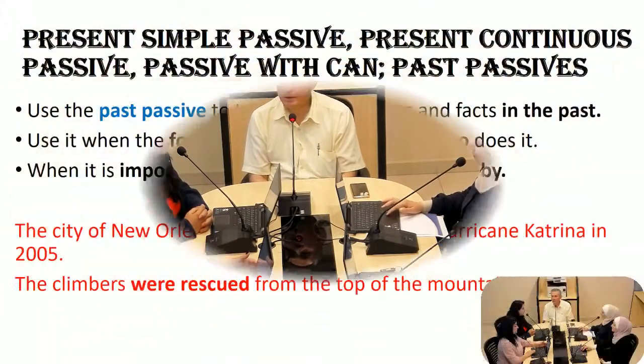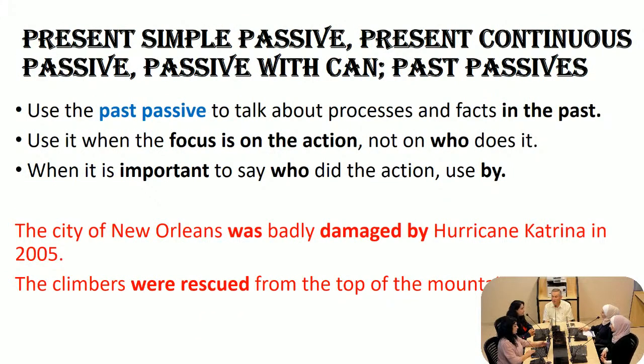Okay. Well, the following slide, whose turn? Miss Najla or Ola? Ola. With the past passive, it's the same. With the passive, we are talking about processes and facts, and now we are talking about them in the past. So in the past, we have was or were with the past participle, the third form of the verb. Again, the focus is on the action, and we don't care about who does the action. If we care about who is the doer, we use by, which again can be used as a missing word in the exam.